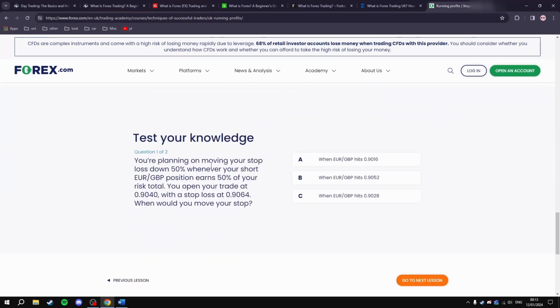Test your knowledge. You're planning on moving your stop loss down 50% whenever your short EUR/GBP position earns 50% of your risk total. You open your trade at 0.9040 with a stop loss at 0.9064. When would you move your stop?